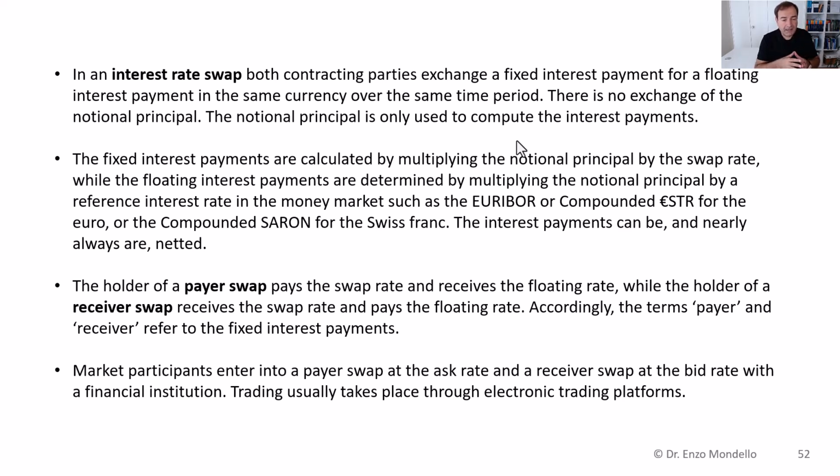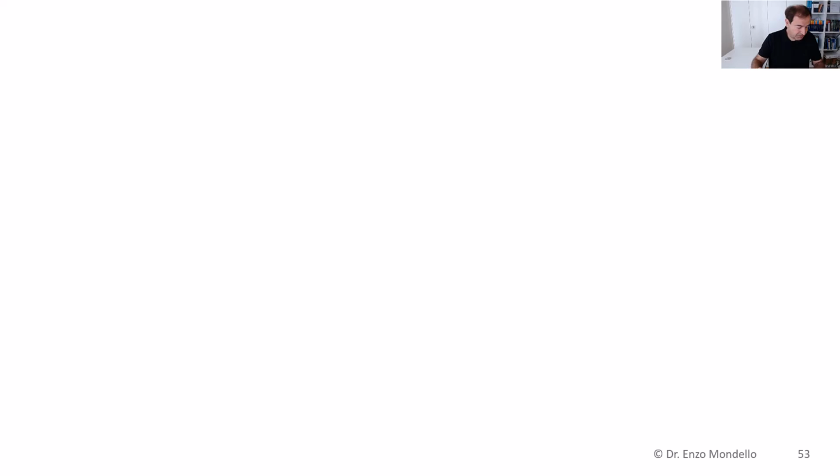Market participants enter into a payer swap at the higher ask rate and a receiver swap at the lower bid rate with a financial institution. Like forwards, swaps are traded over the counter, typically through electronic trading platforms. Let's take now a look at the bid and ask rate at which market participants can enter into an interest rate swap. Financial institutions are offering interest rate swaps at the bid swap rate and at the ask swap rate in the market.